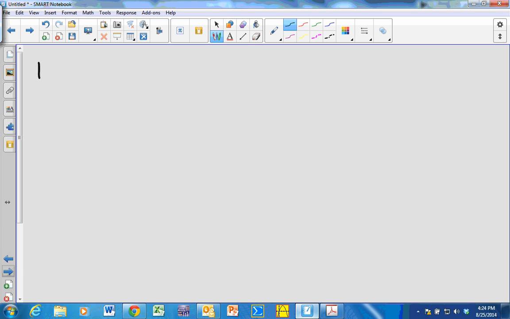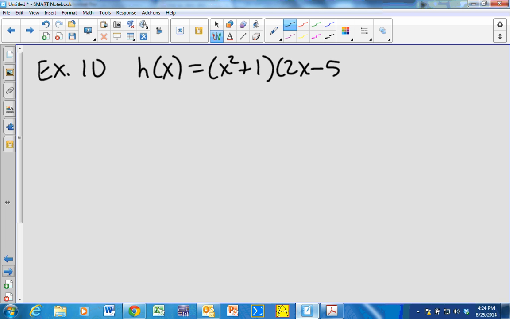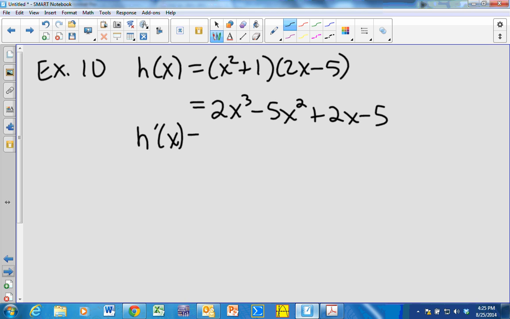Okay, let's do example 10. So example 10, we have h of x equals x squared plus 1 times 2x minus 5, and we want to find h prime. Well, right now, we don't know how to do a product. We're getting ready to learn the product rule, but since we don't know the product rule yet, we're going to have to multiply this out and see what we get. So we get 2x cubed minus 5x squared plus 2x minus 5. Now if we find h prime of x, we just use the power rule. So that's 6x squared minus 10x plus 2.